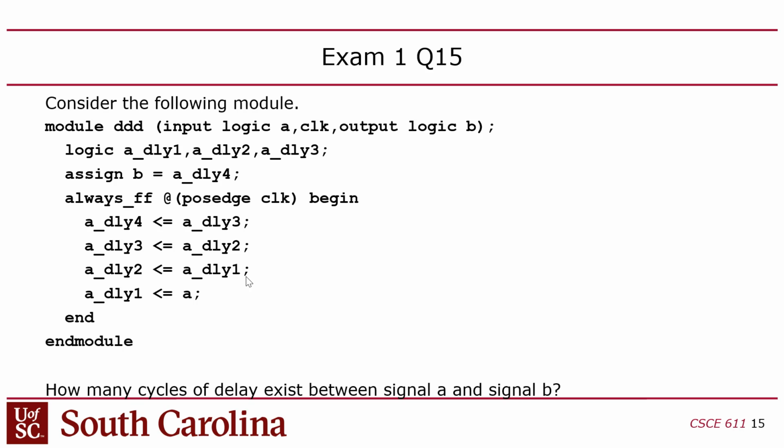And then I think this last question, consider the following module. How many cycles of delay exist between signal A and signal B? So signal A goes through 1, 2, 3, 4 cycles of delay. And then there's that assign at the top, which assigns A delay 4 to B. But this assign is combinational logic, which means there's no delay between A delay 4 and B, right? Those are going to change at the same time. There's no delay. So there should be 4 cycles here, right?